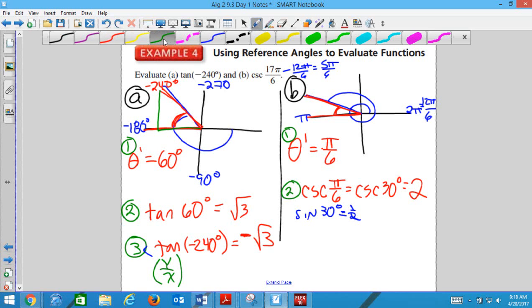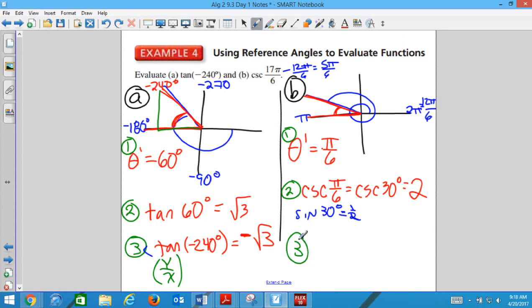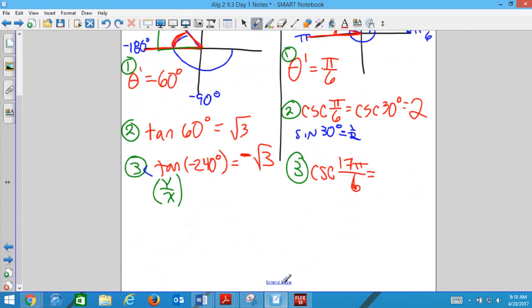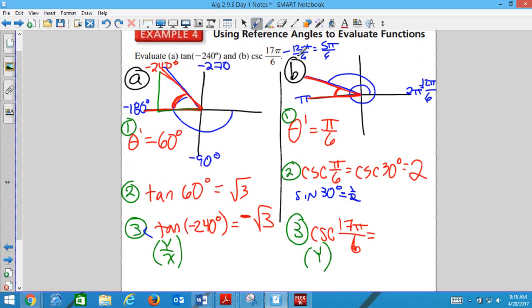So step 3, we have to look at which quadrant it's in. This is in the second quadrant. And cosecant is 1 over sine, which is y. But when we're talking about the y value in the second quadrant, is y positive or negative? Positive. So my answer is positive 2. So my last step is just determining positive or negative.